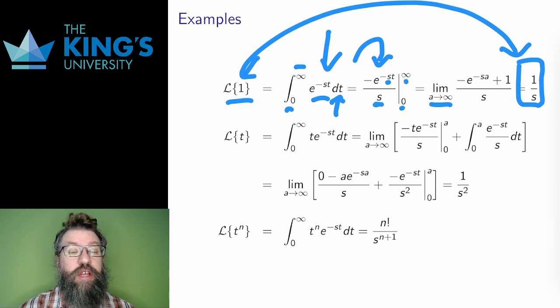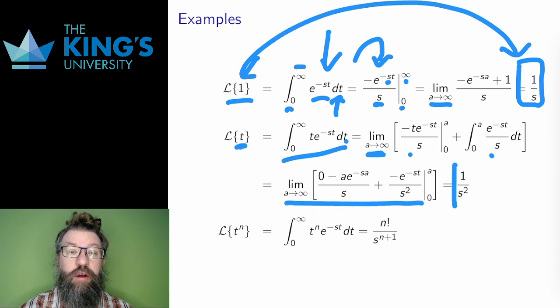Now what about the function f of t equals t? Again, I set up the Laplace transform integral and integrate in the variable t. This is an integration by parts, and of course there is a limit to deal with the infinite bound of the integral. Here are the steps, and the result of all of this is it turns into 1 over s squared. Well, I can keep going.